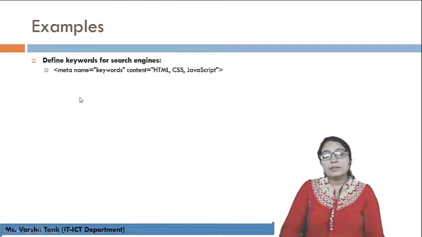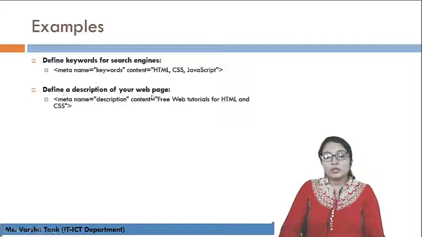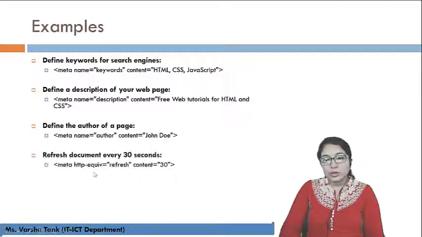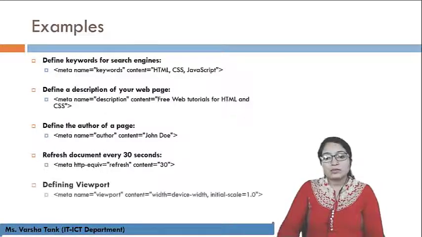Now these are the examples. To define the keywords for the search engine: meta name keywords, content is equal to HTML, CSS, JavaScript. To define the description of the web page, we can use meta name is equal to description, and content is equal to free web tutorials for HTML and CSS. Author of the page: name is equal to author, content is equal to genre. To refresh about every 30 seconds, you can use the HTTP equiv refresh, content 30. So after every 30 seconds it will be refreshed.